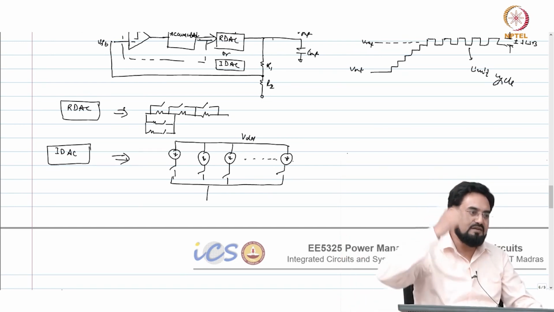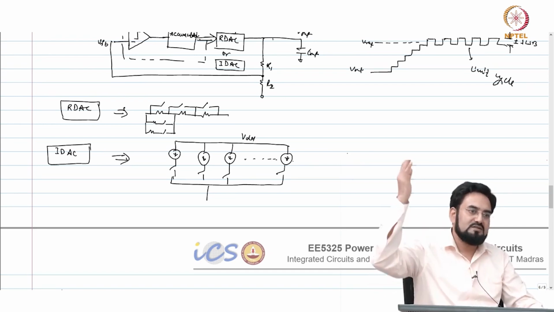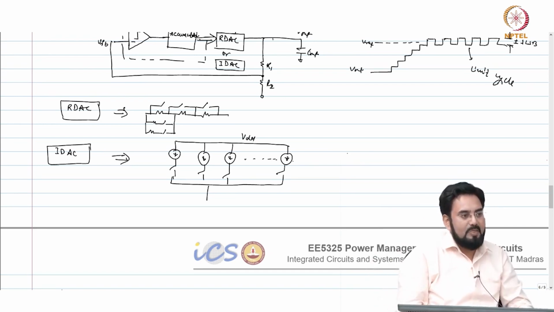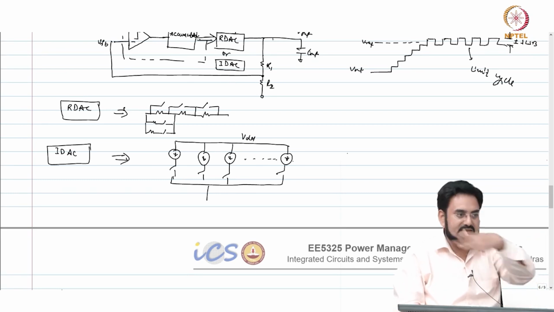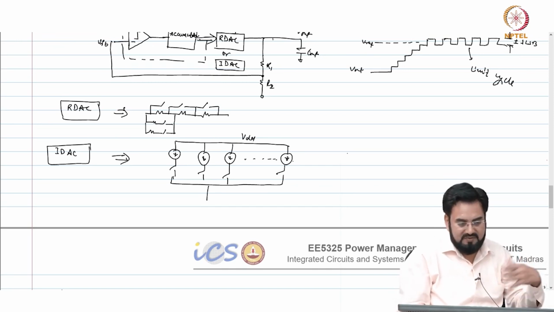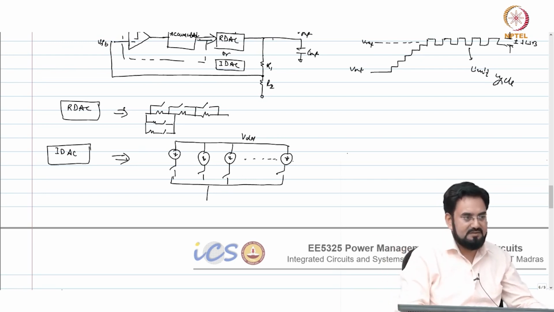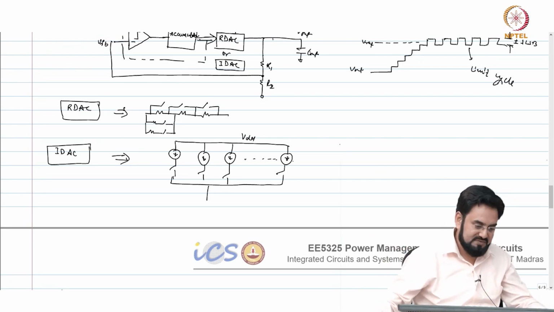So, it can settle to any value within that 1 LSB. You may or may not get an error, it may settle at 0 error also depending upon where it lies. But in the worst case you will get a 1 LSB error, but your output will not oscillate. So, that is the advantage with this.